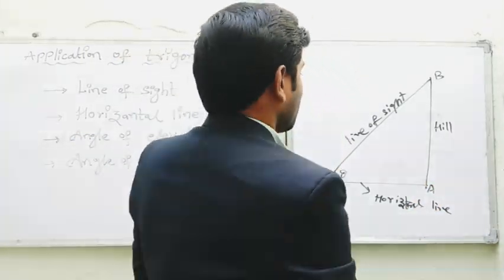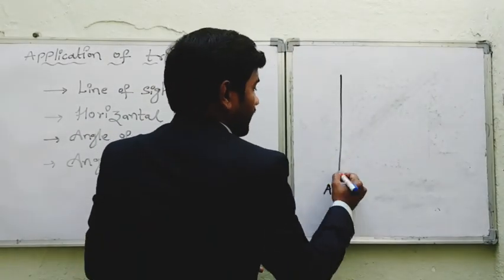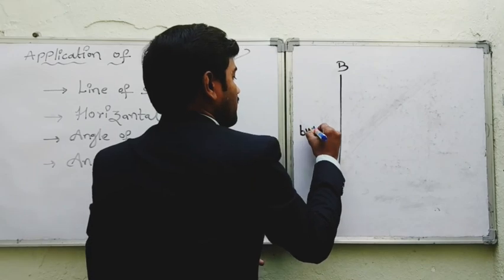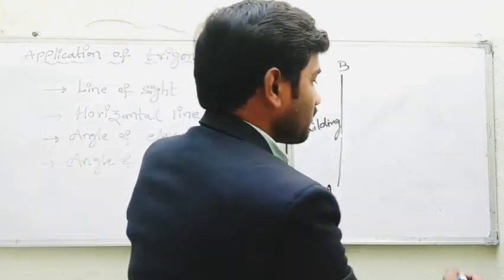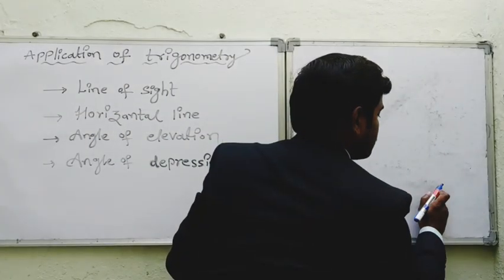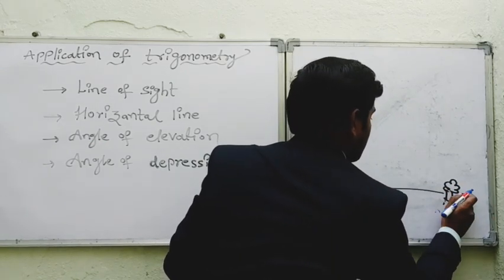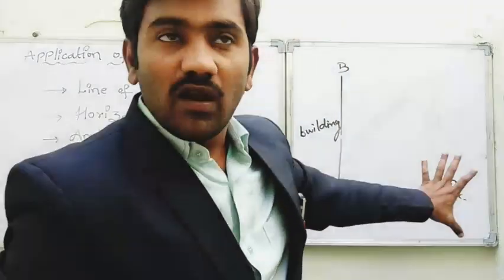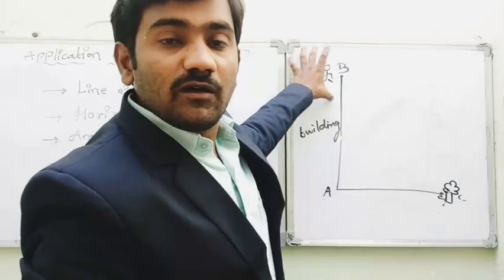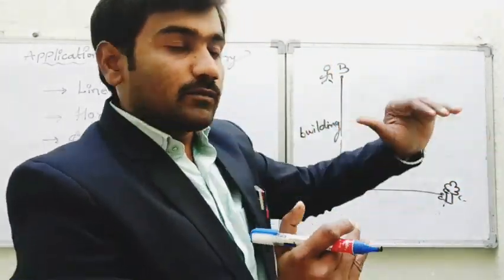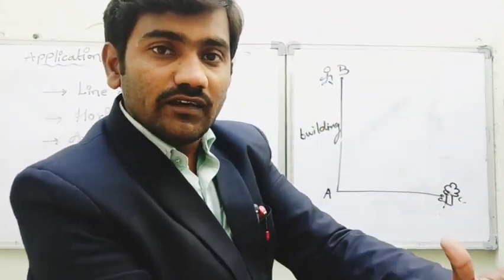Suppose, for example, let us take A and B. Suppose AB is a building. There is a flower pot at C. Now the observer is here, at the position of B. Suppose you imagine it, at the position of B, that is the top of the building, you are there. You are observing a flower pot which is on the ground.